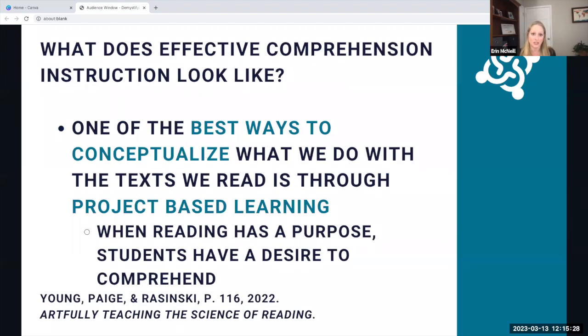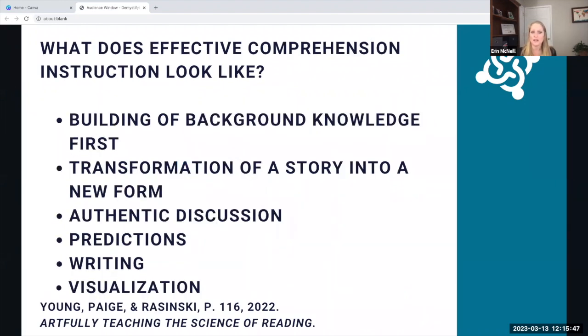So effective comprehension instruction, project-based learning is one of the best ways to conceptualize what we do with the text we read. So by having an authentic task for students. And when reading has a purpose, students have a stronger desire to comprehend it. So other ways that comprehension instruction can be effective is by building background knowledge first, as we've talked about, the transformation of a story into a new form, authentic discussion, predictions, writing, and visualization. So let's talk about what some of those could look like.